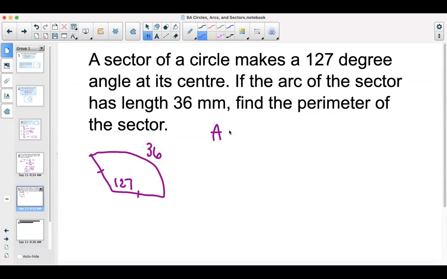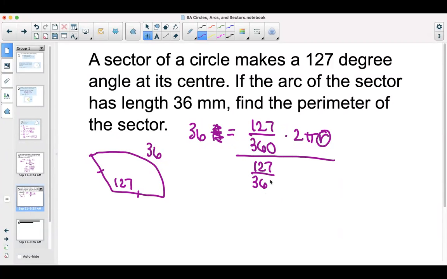So again, our arc length is going to be 127 over 360 times 2 pi r, and this we know is 36. So if we want to get r by itself, we're going to divide by that 127 over 360 times 2 pi. So divide both sides by that, 127 over 360 times 2 pi. And you end up getting r equals 16.2.